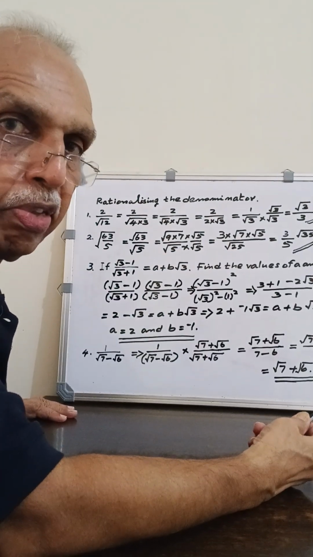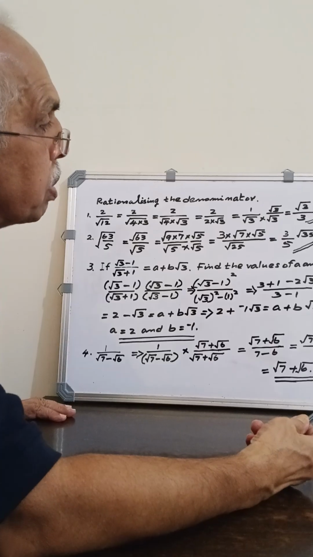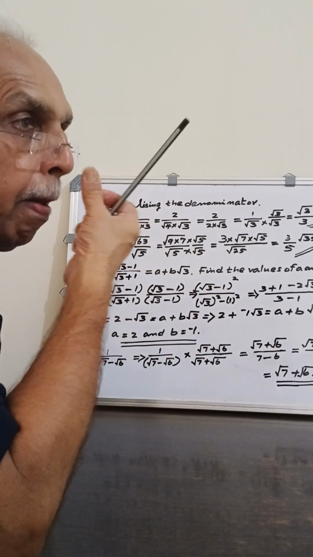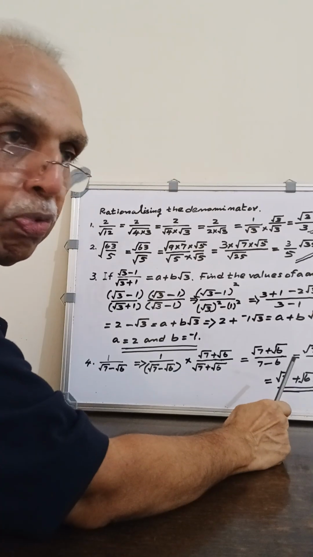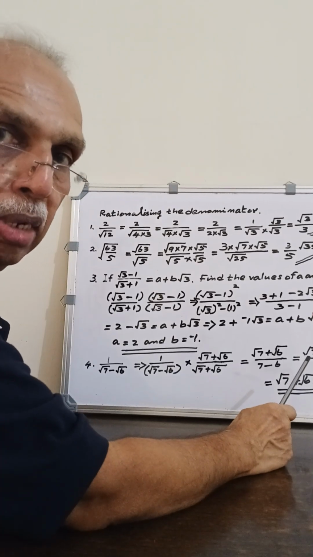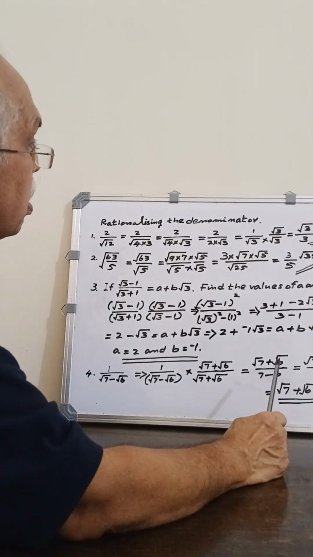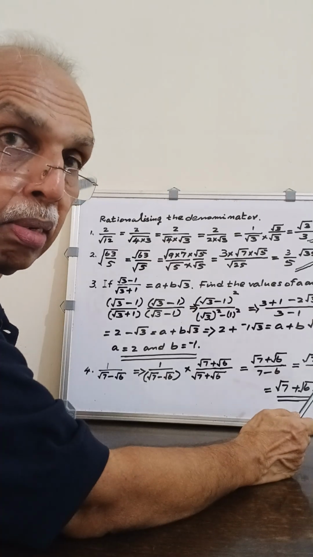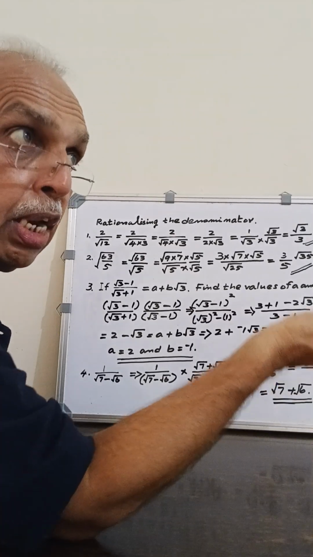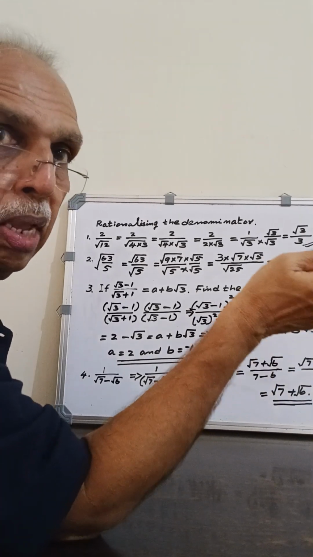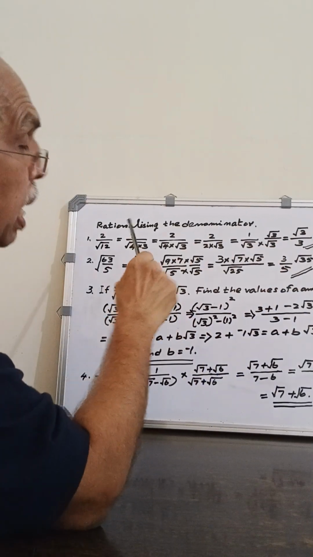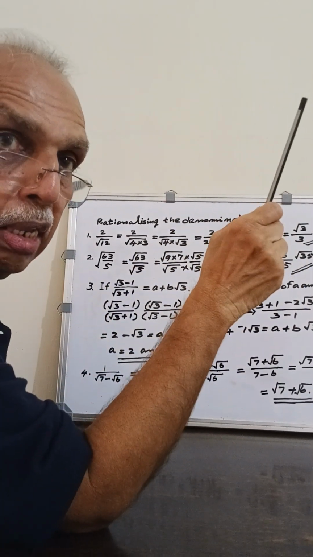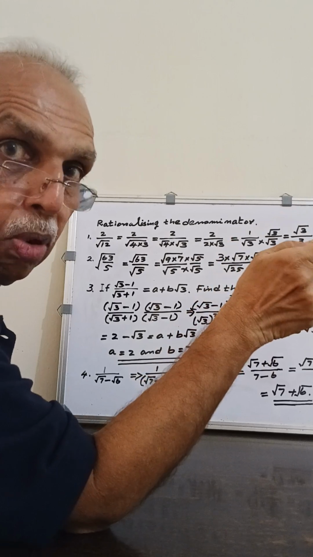Now, today we are discussing the questions from ninth standard onwards. These types of questions are very useful for calculation in mathematics. Rationalizing the denominator: from ninth standard onwards, we study irrational numbers, and from there, rationalizing the denominator is a main question.